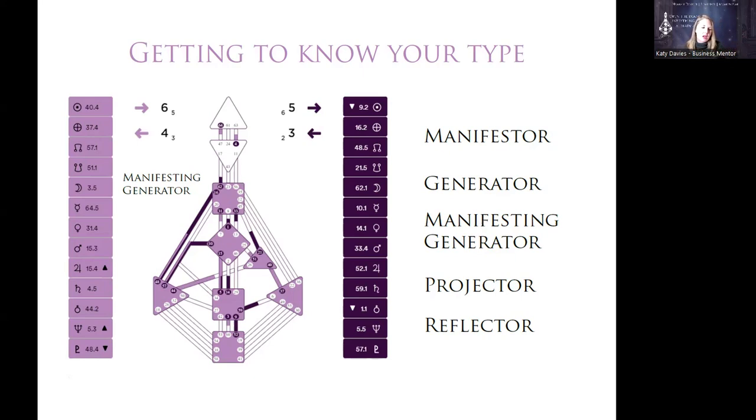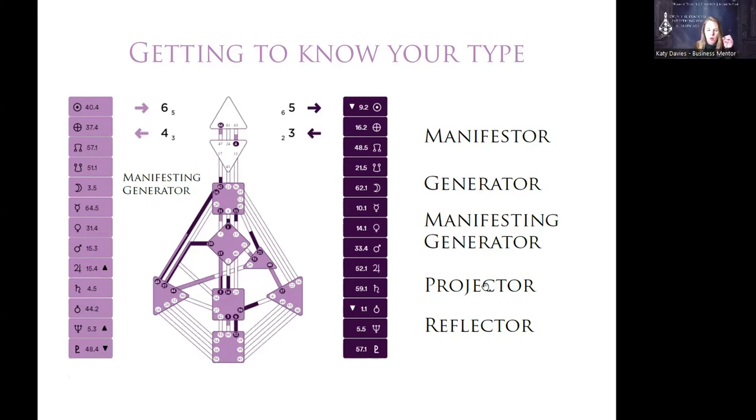The generator may work on one project at a time and see it through in a more linear fashion, whereas the manifesting generator might have two or three projects on the go at the same time. They'd still complete everything, but they get it done in a different way, a bit more multitasky than the generator. That's a real generalization, but that can sometimes be the difference between the two.